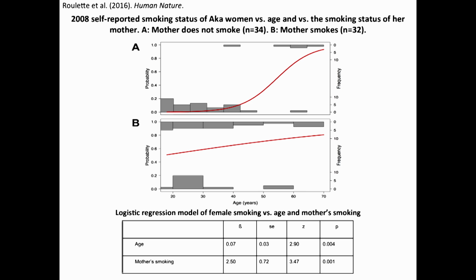So this is mother does not smoke on the top and mother smokes on the bottom. And if you are between the ages of 18 to 40, your probability of being a smoker if you're female is essentially 0. But if your mother smokes, it's about 50%. Now, if you're over 40, post-reproductive years, your odds of being a smoker are almost 100% for both, whether your mother was a smoker or not.